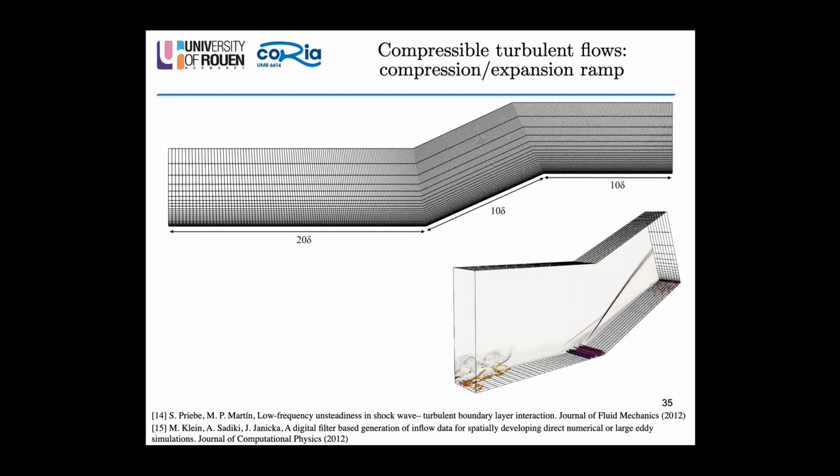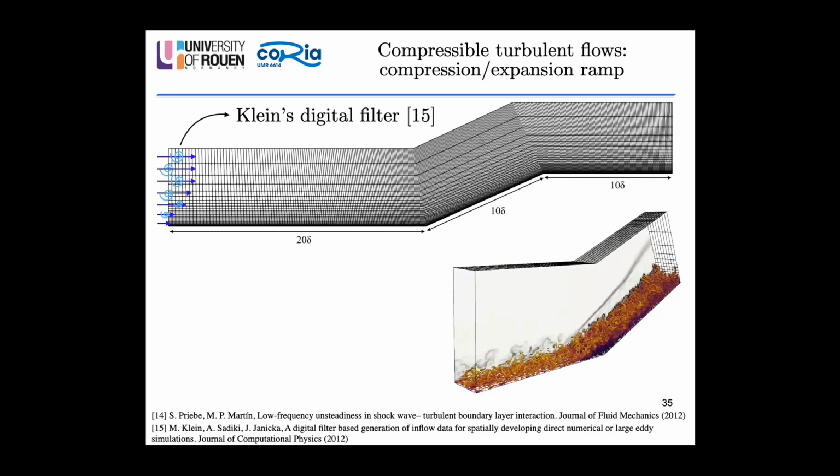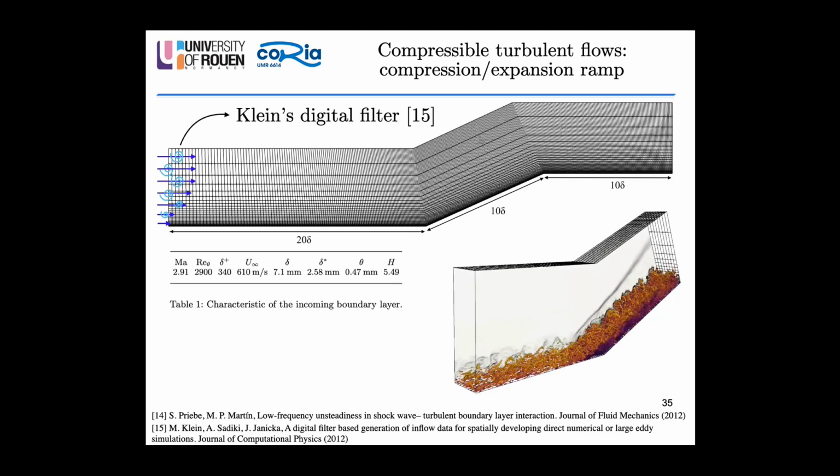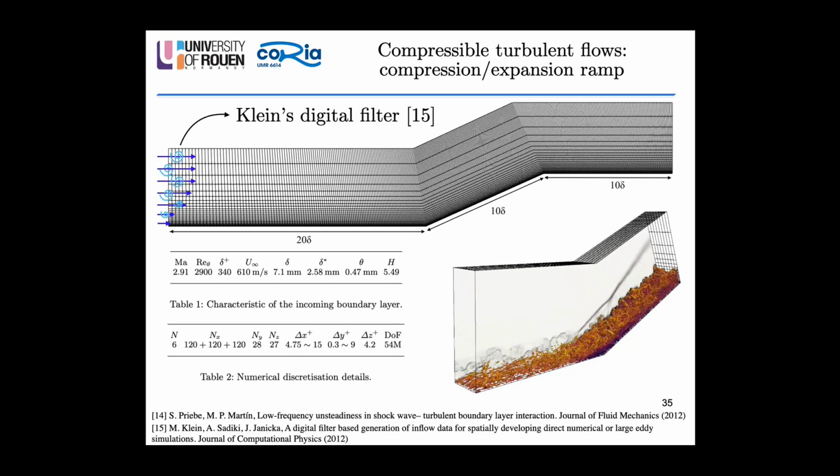The classical geometry of this problem has been slightly modified. We added an expansion corner to study the effect of strong expansions on turbulent structure, as we will see later on. The inlet condition has been imposed using a digital filter, and the physical and numerical details about the simulation have been chosen in order to match the direct numerical simulation by Priebe and Martin. The Reynolds number based on the momentum thickness is small enough to have a well-resolved direct numerical simulation with a relatively small number of degrees of freedom, only 54 million.